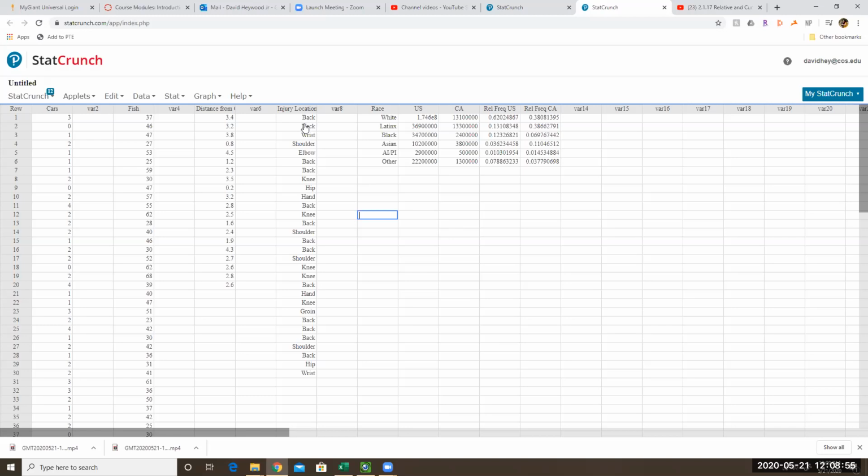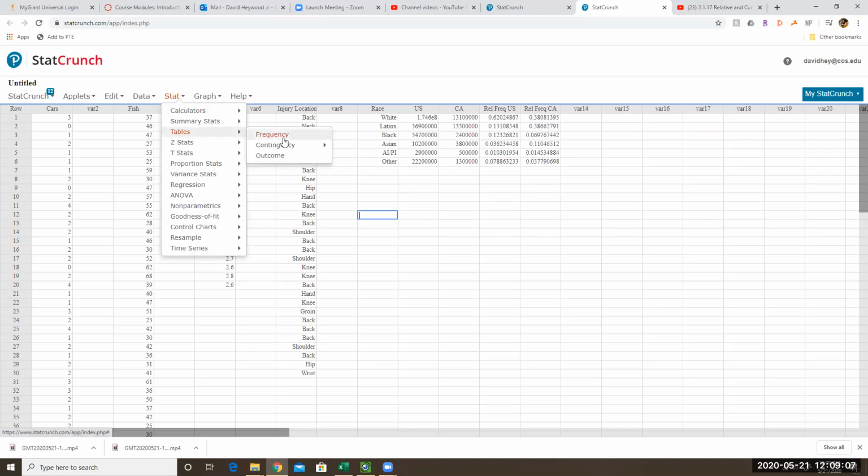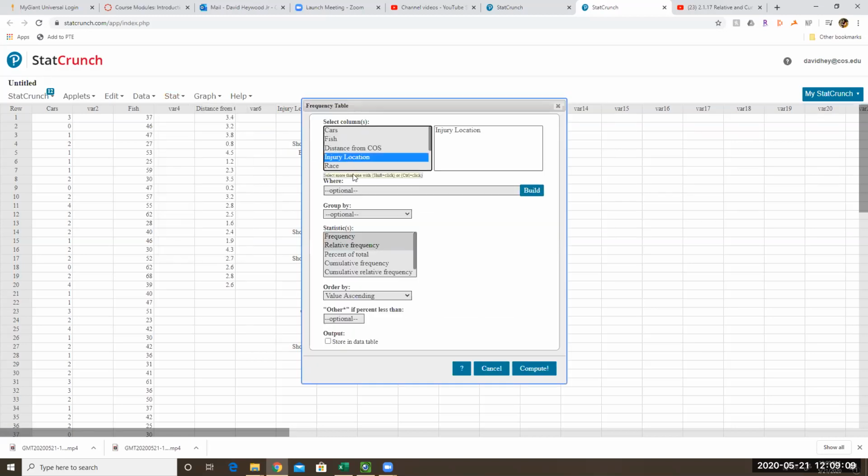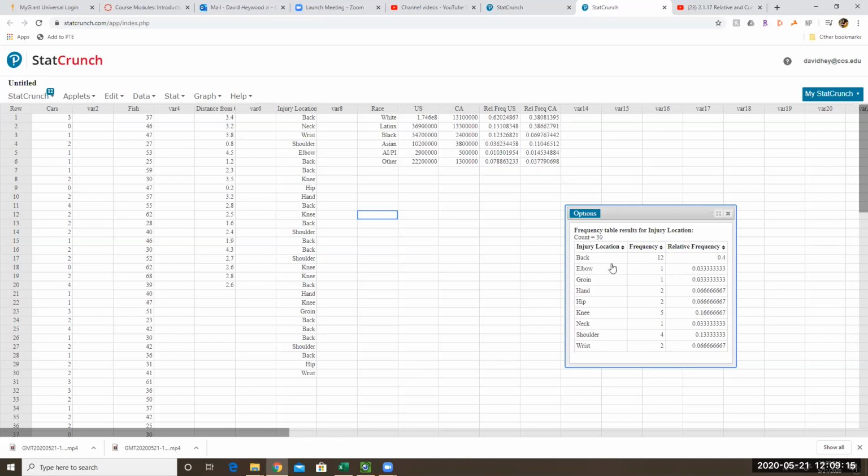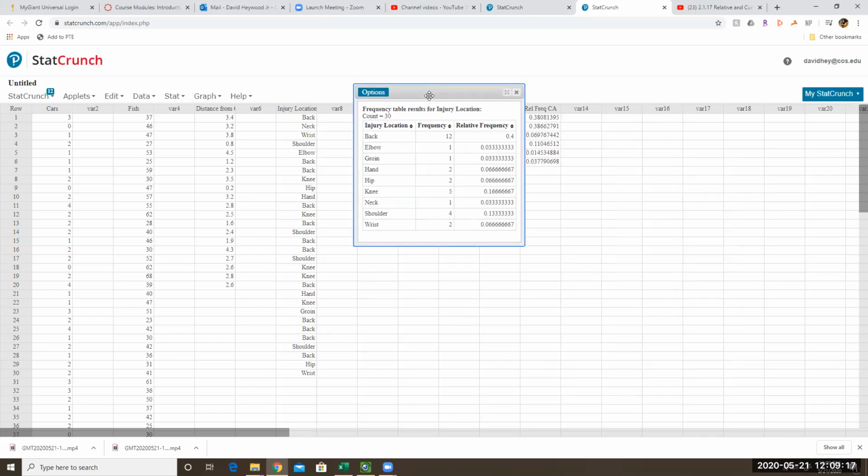Another thing I could do with the location of injury is make a frequency distribution. To make a frequency distribution, since it's not a graph, it's a chart, you go to Stat, Tables, Frequency, and then Injury Location. And I can make a frequency or a relative frequency or both, right? I could go ahead and do both. And then it gives me that frequency distribution that we came up with together, which is really nice.